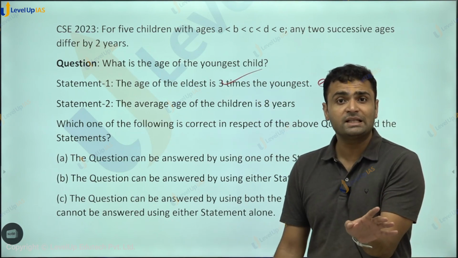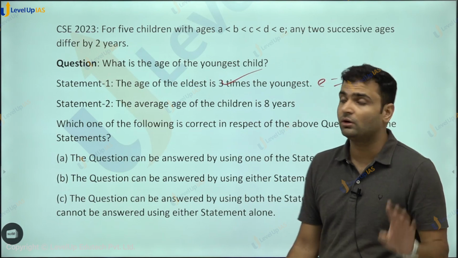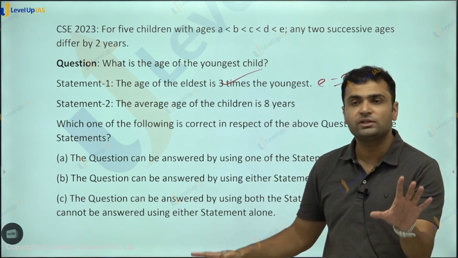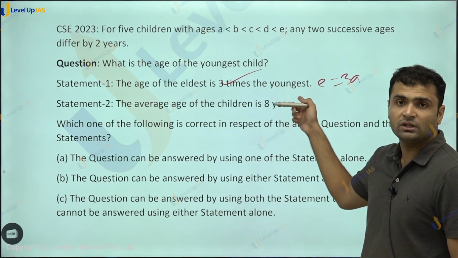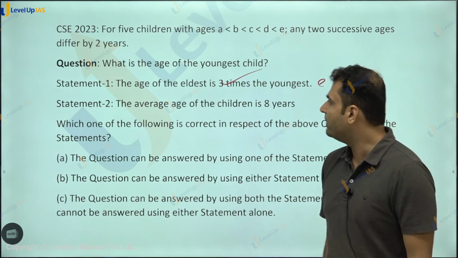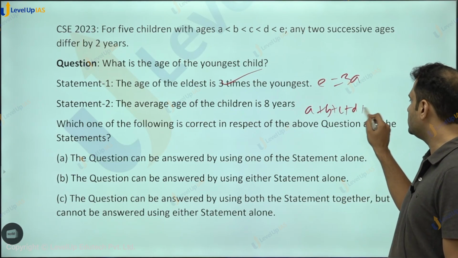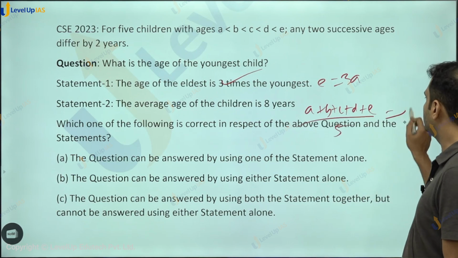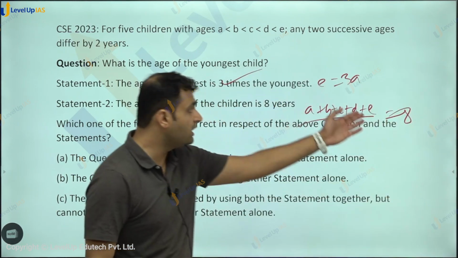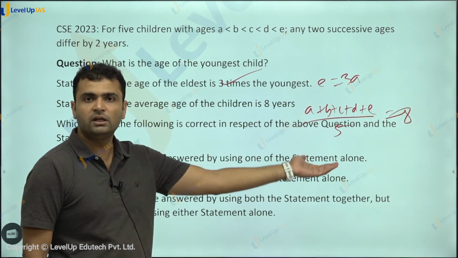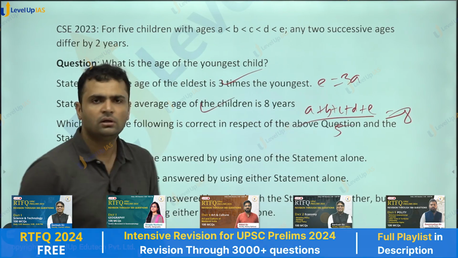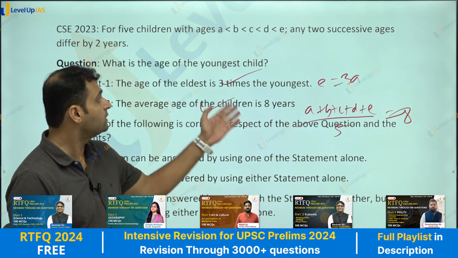We don't have to find the answer. We just have to comment, is it sufficient or not. We have 4 equations, we need the 5th. Will this give me a 5th equation or not? Yes. Second, the average age of children is 8. So A plus B plus C plus D plus E divided by 5 is 8. That is what average means. Again a new equation. So this is also acceptable. This will also give me the answer.